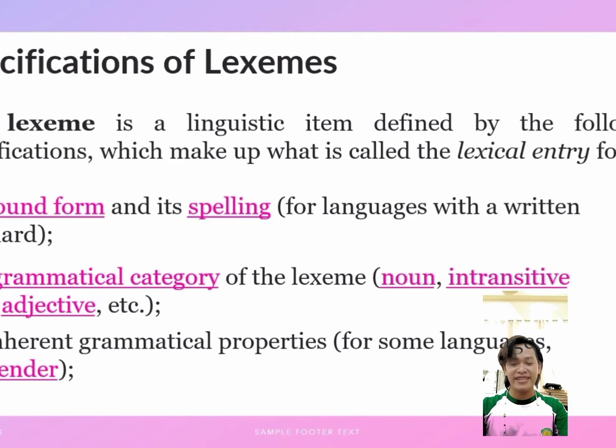Specifications of a lexeme. A lexeme is a linguistic item defined by the following specifications, which make up what is called the lexical entry for this item. First, its sound form and its spelling for languages with a written standard. Second, the grammatical category of the lexeme: noun, intransitive verb, adjective, etc. And last, its inherent grammatical properties for some languages, for example, gender.